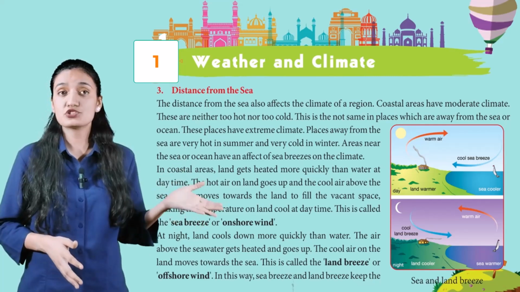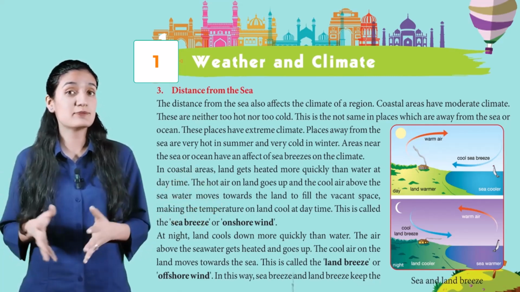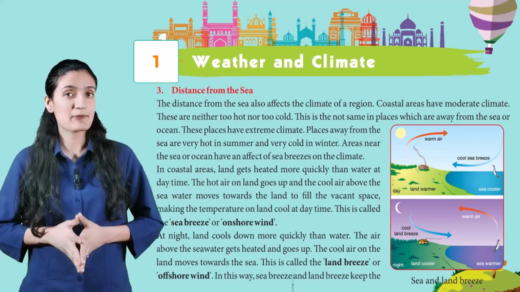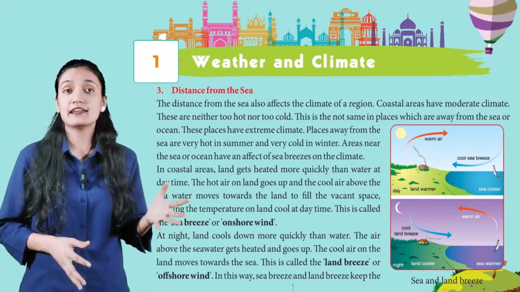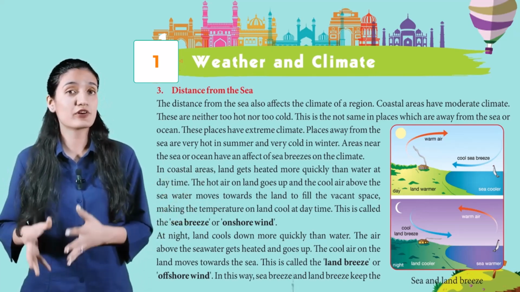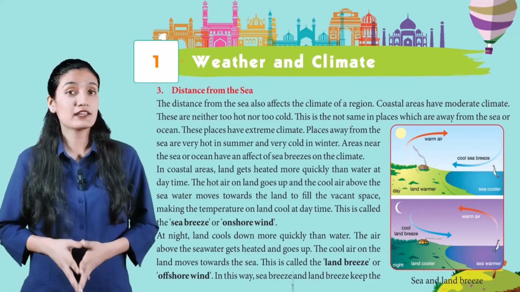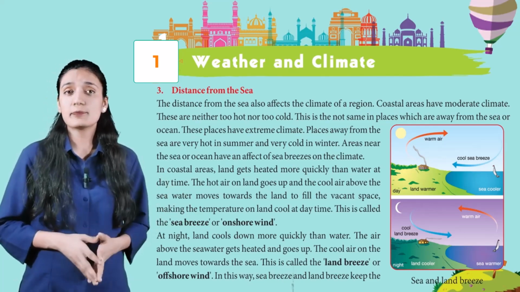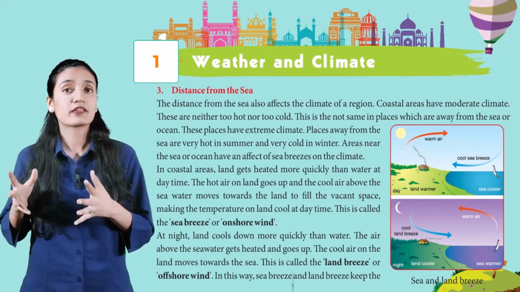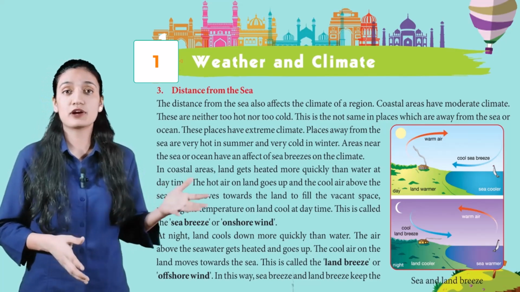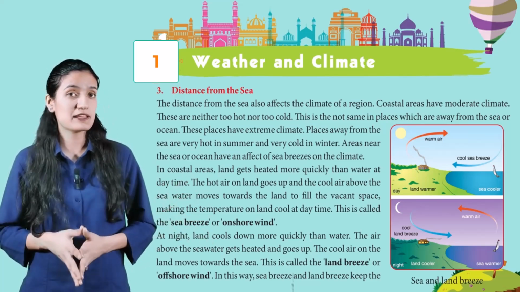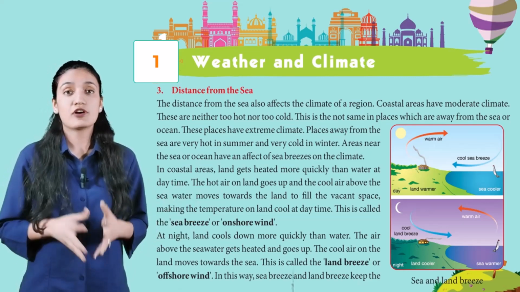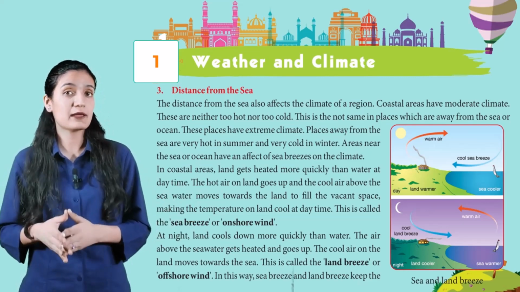Areas near the sea or ocean have an effect of sea breezes on the climate. In coastal areas, land gets heated more quickly than water at daytime. The hot air on land goes up and the cool air above the seawater moves towards the land to fill the vacant space, making the temperature of land cool at daytime.